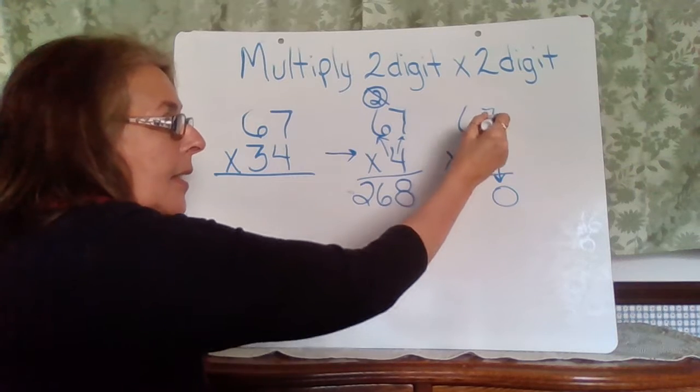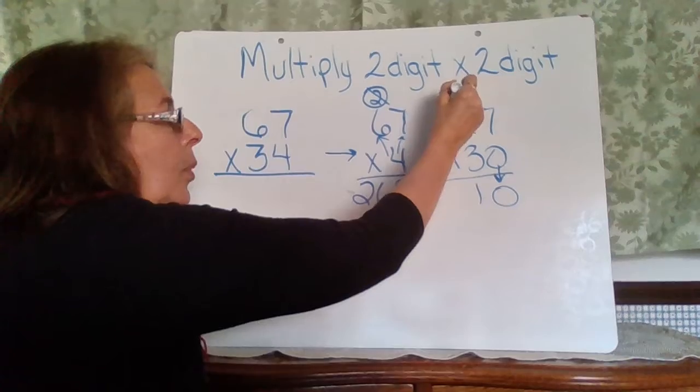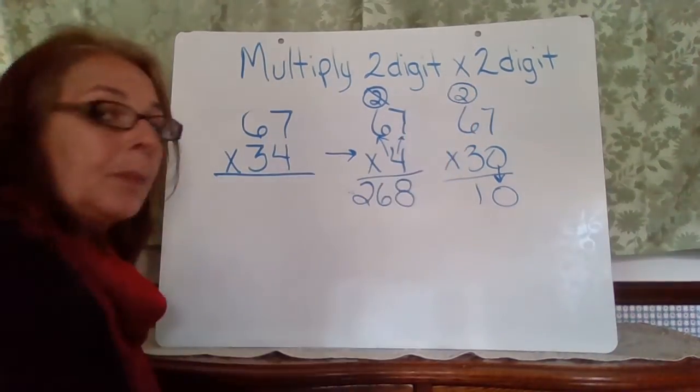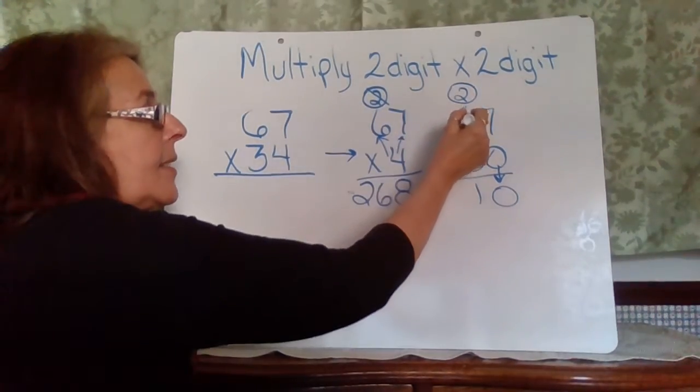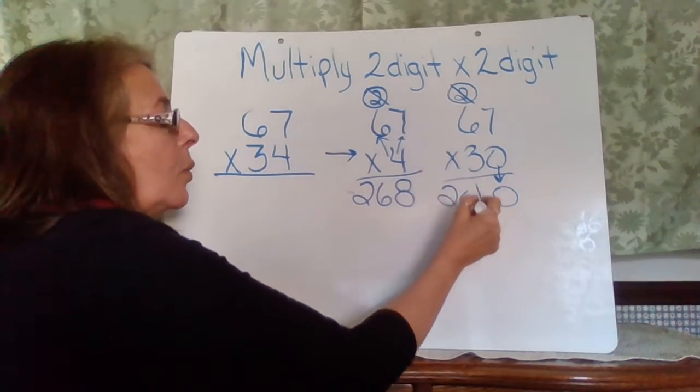Again, we're going to go from the tens to the ones. 3 times 7 is 21. Put my 1, regroup my 2. 3 times 6 is 18, plus 2 is 20.